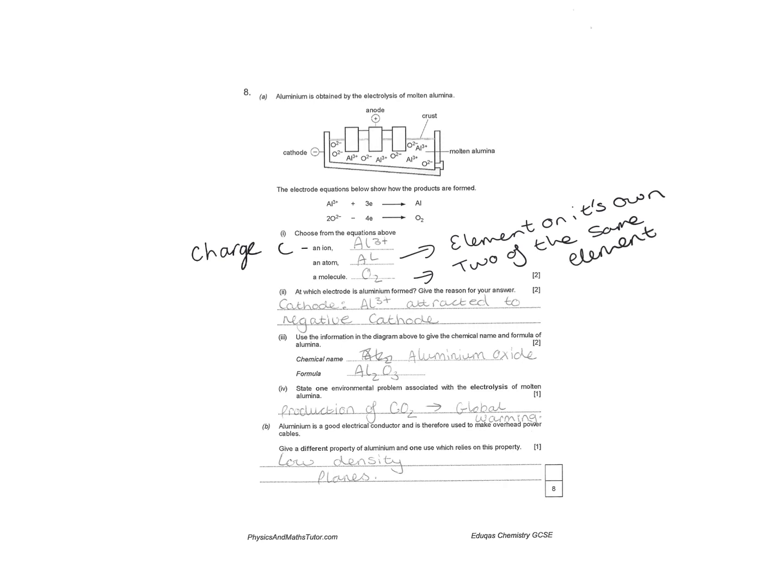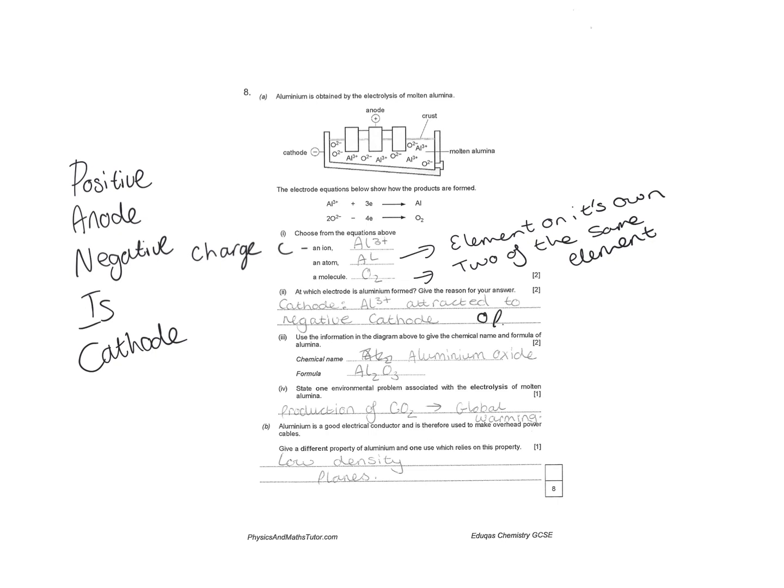Give a reason for which electrode aluminium is formed at. When you think about things like this, you want to write the PANIC anagram. Positive is anode, negative is cathode. And that means that aluminium will go towards the cathode, which is negative, because opposites attract.